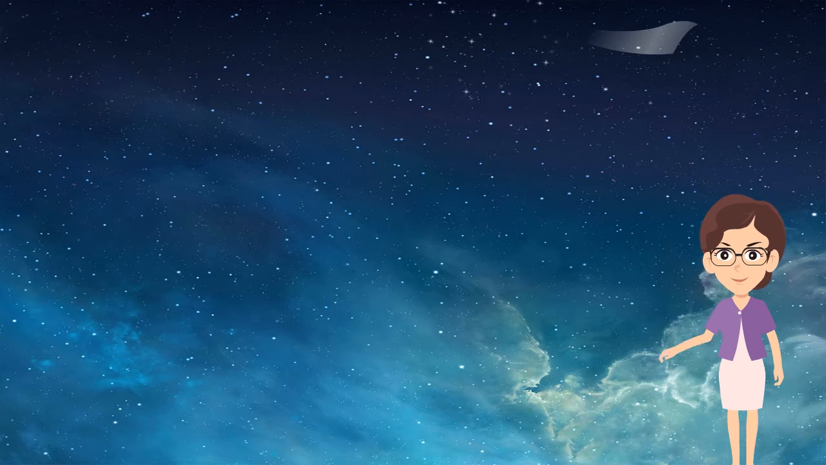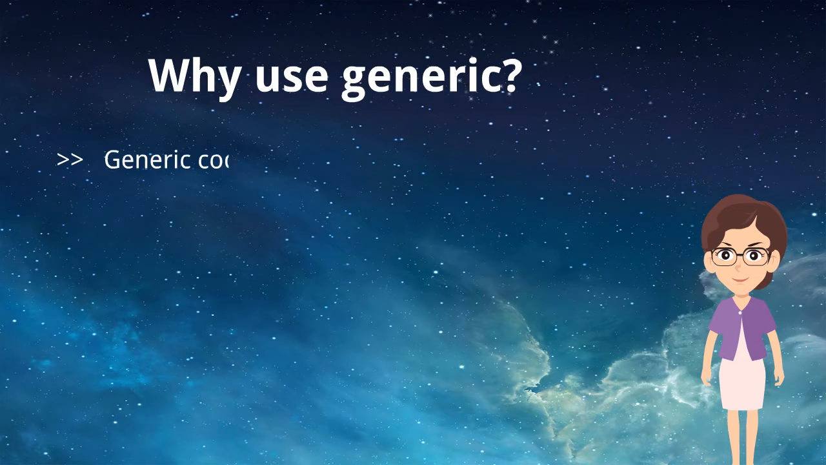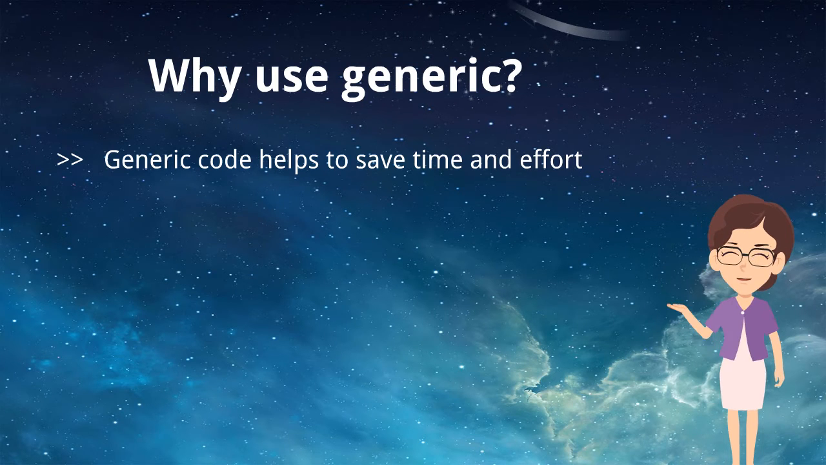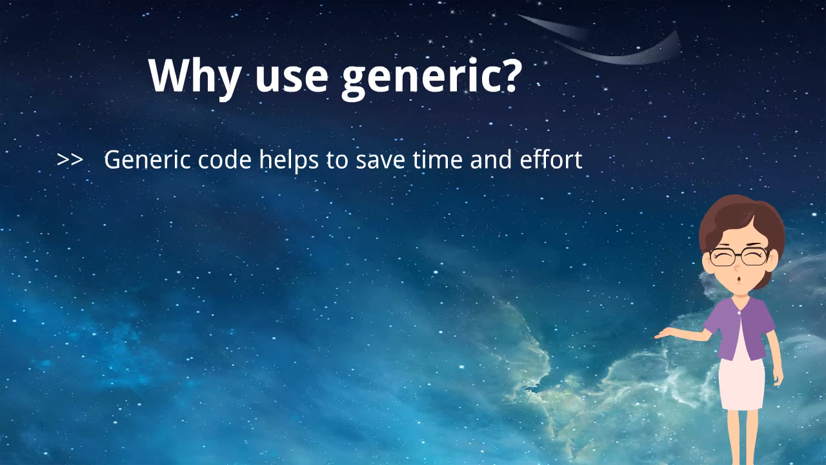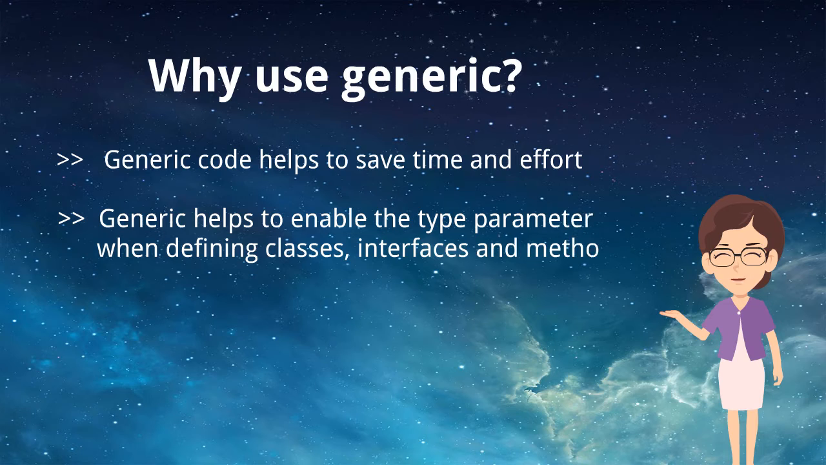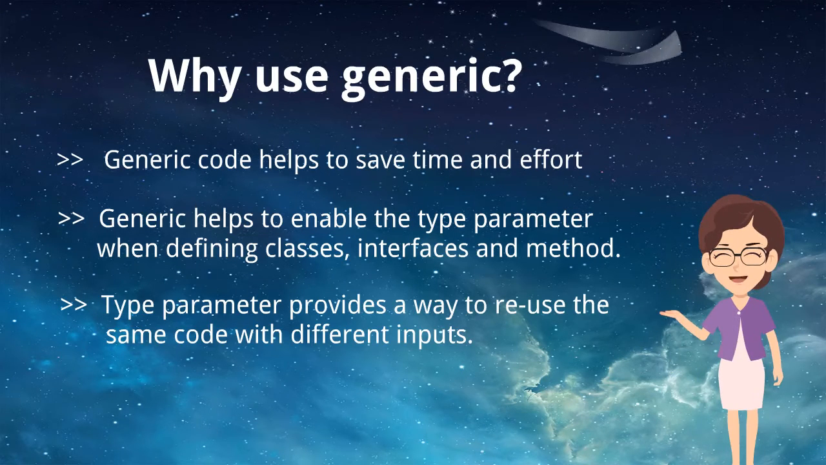The second question should be, why use generics? Generic code helps to save time and effort in terms of avoiding redundancy and creating more reusable and more general API. Generics help to enable the type parameter when defining classes, interfaces, and methods. Type parameters provide a way to reuse the same code with different inputs.